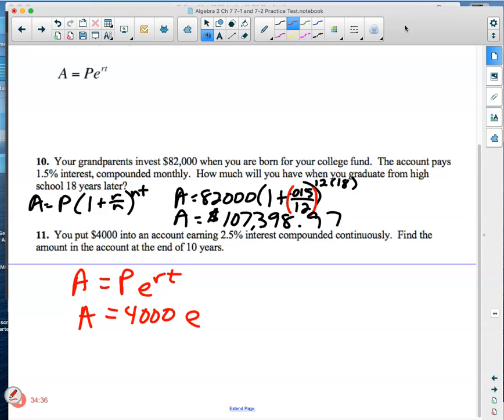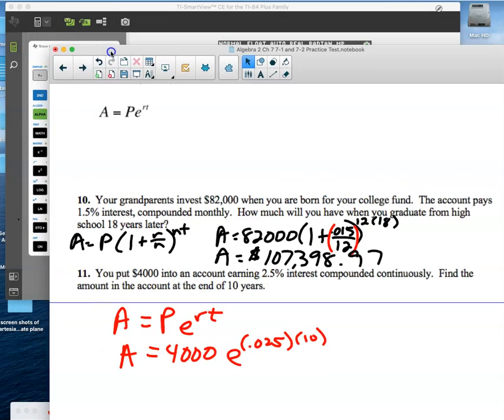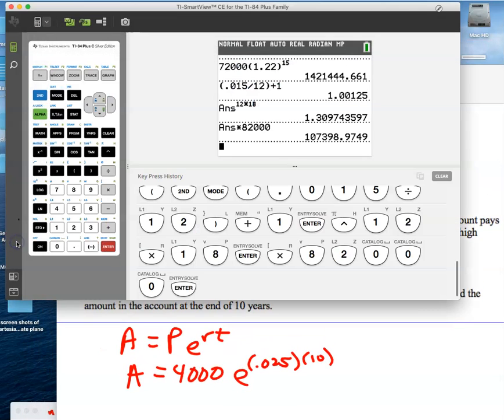E's a number in our calculator. We're going to punch that in. R as a decimal, be careful. 0.025. How long? 10 years. Again, you could punch it in just as it is, or you could do this 0.025 times 10 in your head and get 0.25, whatever you want to do. But we have to punch that in and get the right answer.